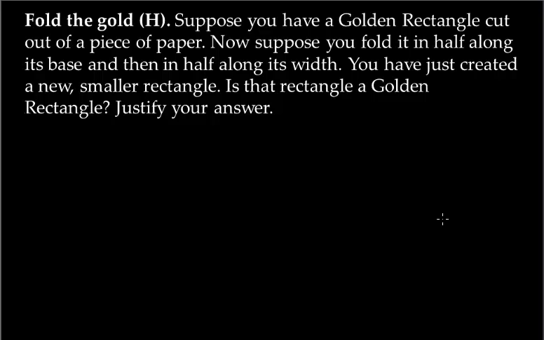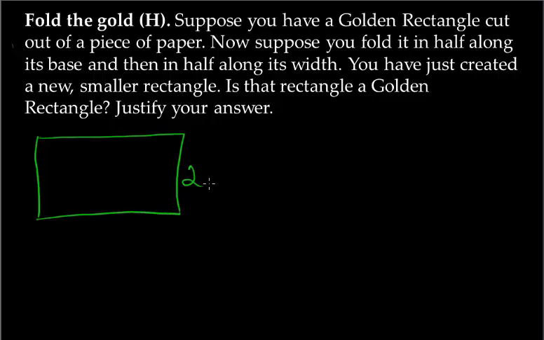This is a problem from our text. It says, suppose you have a golden rectangle cut out of a piece of paper. Stop. Okay, we have a golden rectangle, so go down and draw a picture of something that looks kind of like a golden rectangle. And it's golden, so I'm going to label this 2, and I'm going to label its length 1 plus the square root of 5. Notice I haven't even looked at what the question is asking.